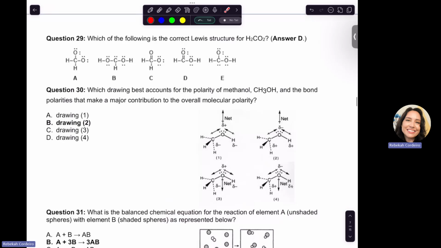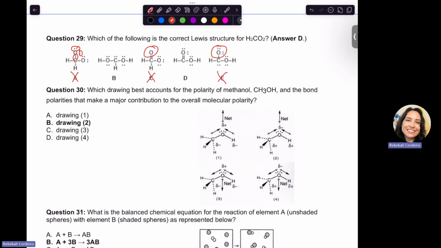Which is the correct Lewis structure for H2CO2? So let's go check to see if everybody has an octet, and we can get rid of some that way. These oxygens have 2, 4, 6, so they don't have an octet. Here, this one B looks okay. We'll have to come back and check it. This one doesn't have an octet. This one D looks okay. We'll have to check it. This one doesn't have an octet.